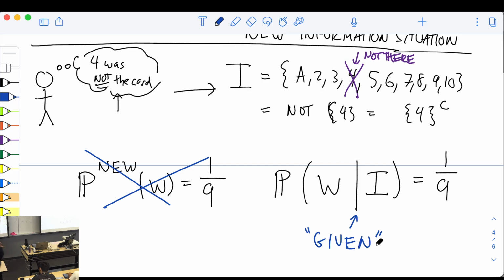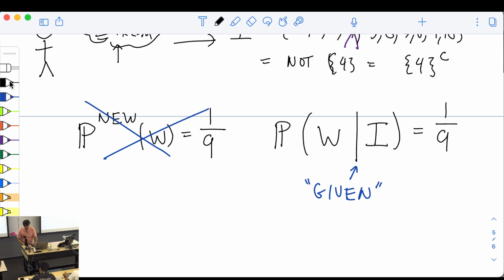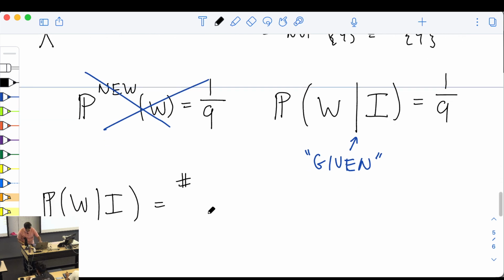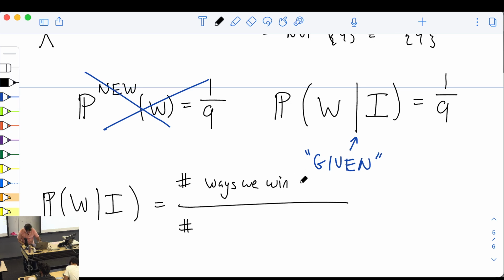That's the right kind of thing. And why is it 1 over 9? Like, how did we come up with the formula 1 over 9? Let's go a little bit more in depth of how we came up with 1 over 9. Well, it was the number of ways we win divided by the total number of things that can happen. So ways we win in new information divided by the total number of things that can happen. Total number of ways.